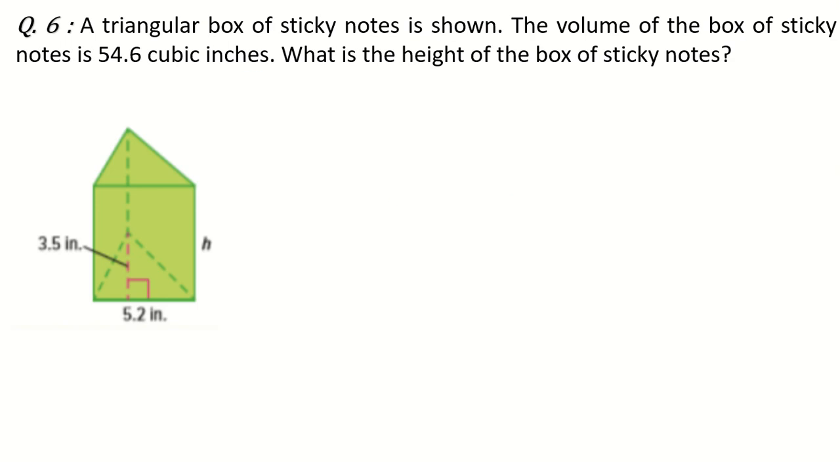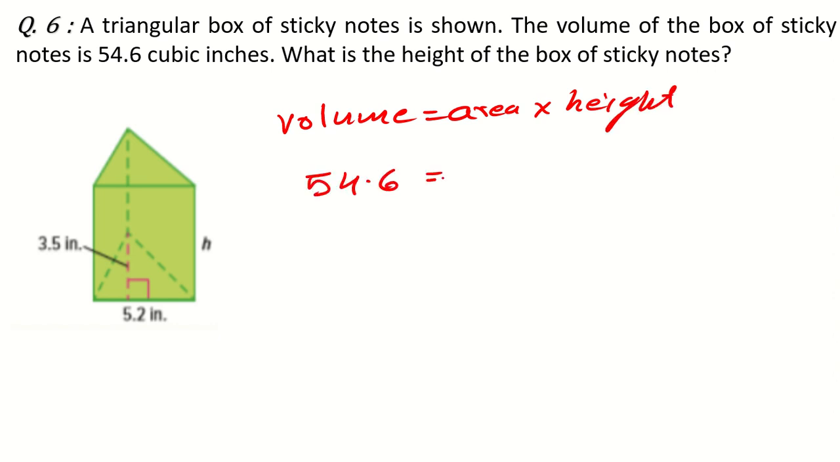Another question can be, a triangular box of sticky notes is shown. The volume of the box of sticky notes is 54.6 cubic inches. Okay, what is the height of this? Okay, so same type of question. Volume is equal to area of the base multiplied by height. Now this volume is what? It is 54.6. Area of the base. Area is a triangle, you can see, and we can find the area of triangle half times base times height. Okay, and then times height of the prism is missing.